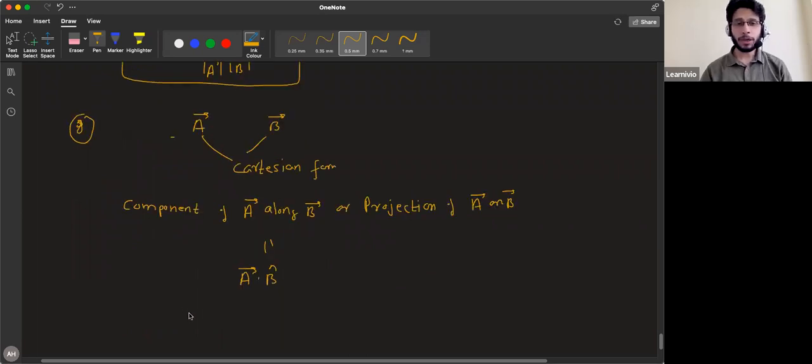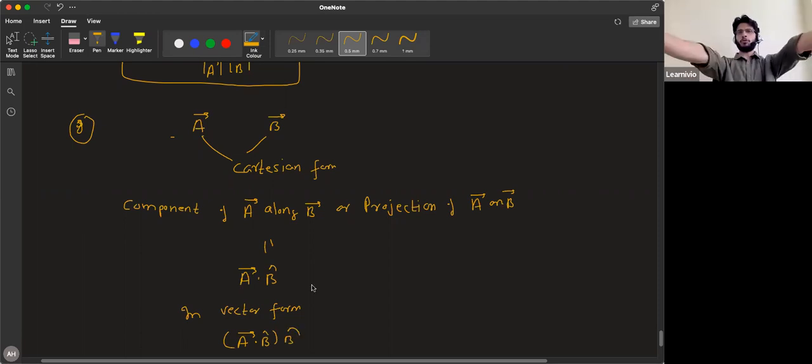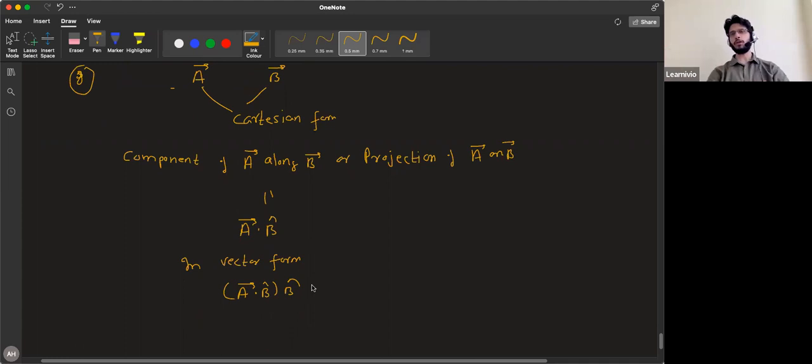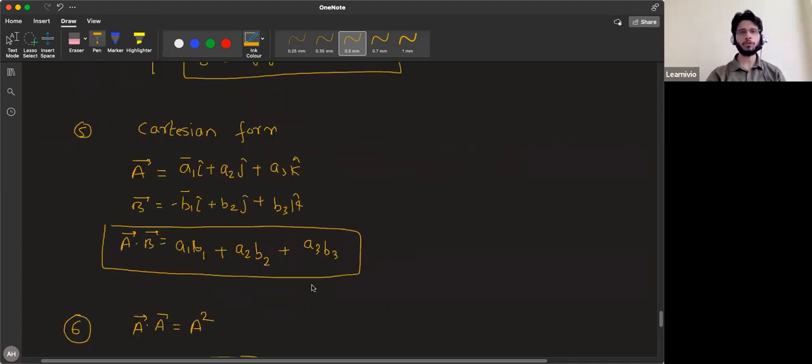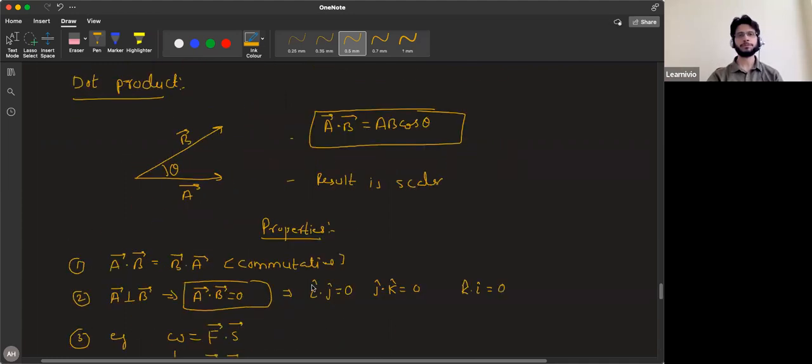If he asks you to calculate in vector form, then this will be vector A dot B cap multiplied with B cap. This is it. So that's all about dot product. If you know all these 8 properties, you can handle all numericals of dot product. Just note it down. We'll do some questions on dot product.